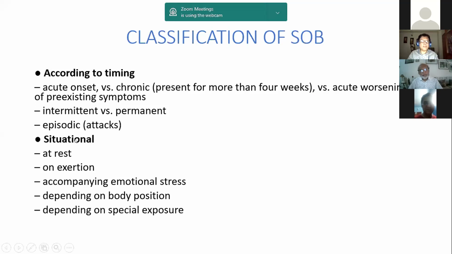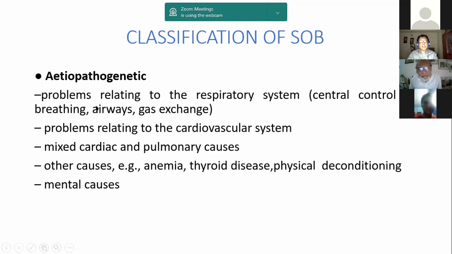And there may be some background of the symptoms. There may be symptoms at rest, symptoms on exertion, symptoms triggered by emotional stress, change in body position, exposure to allergens, and so many other things. And there is an etiopathogenic classification: the respiratory system related symptoms, where the control of breathing, airways, and gas exchange are affected by the pathological process.